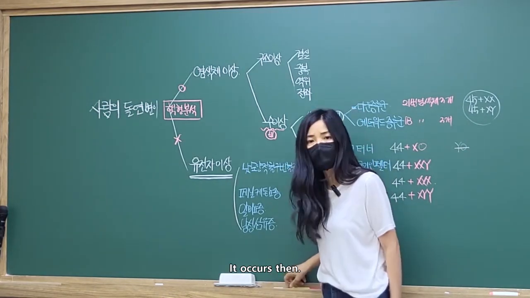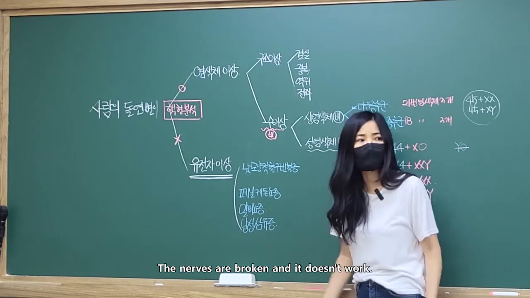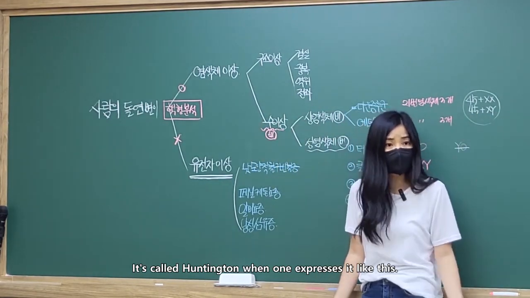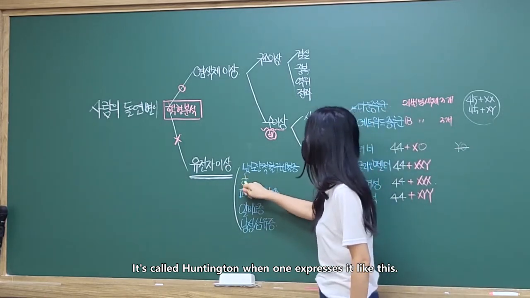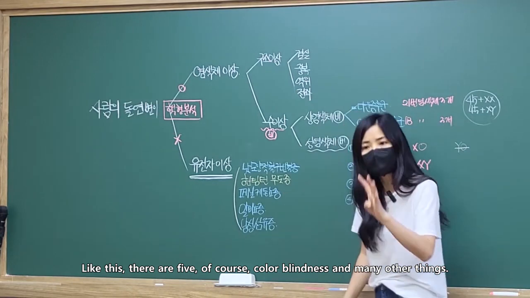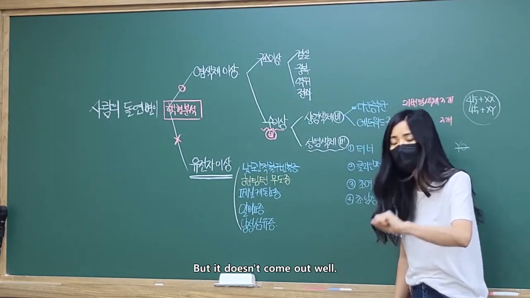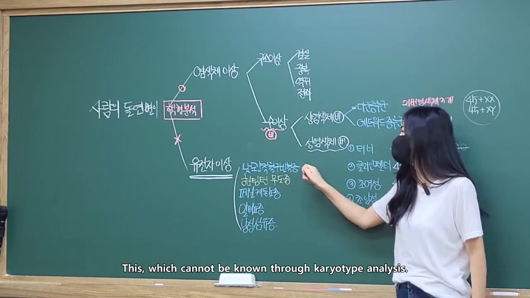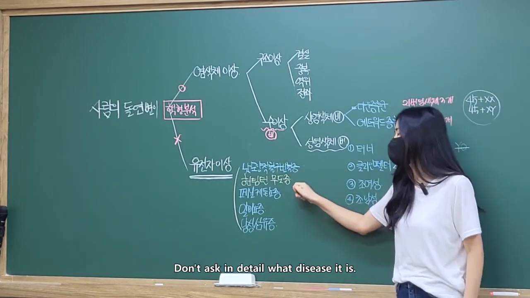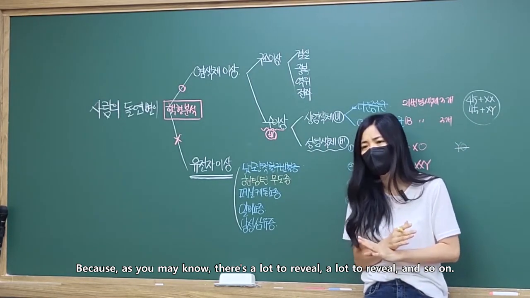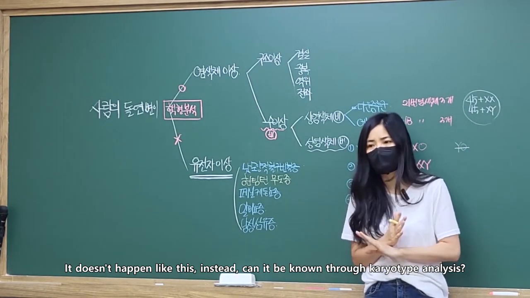It occurs then. There's something like this. The nerves are broken, and it doesn't work, like a balloon moving around. It's called Huntington, when one expresses it like this. Huntington. Like this, there are 5, and of course color blindness and many other things, but they don't come out well. This is what cannot be known through karyotype analysis. Don't ask in detail what disease it is. It doesn't happen like this.